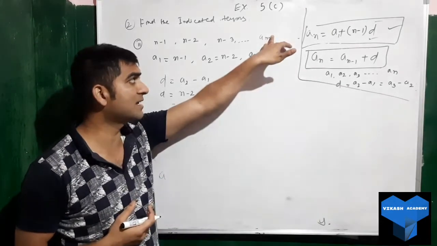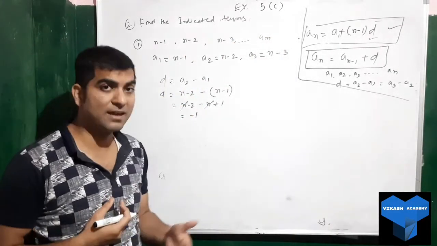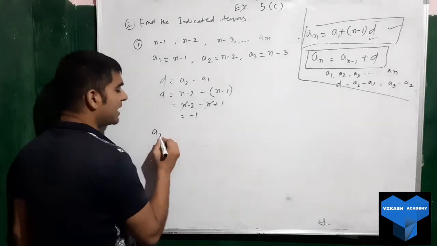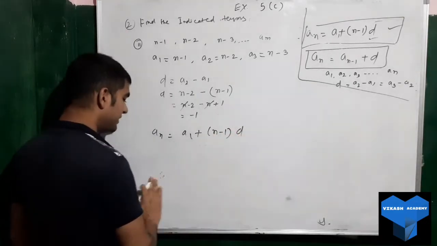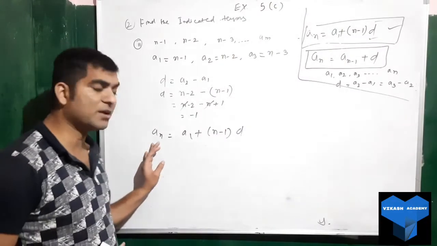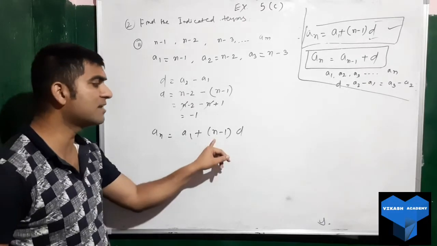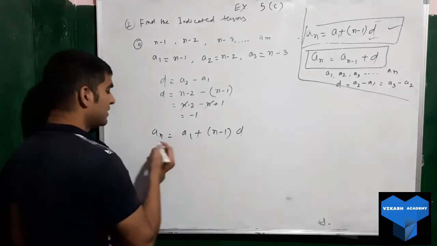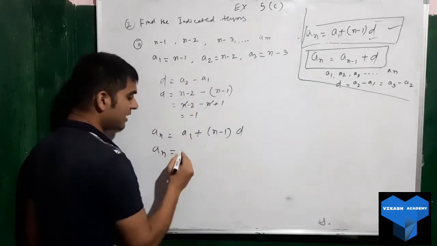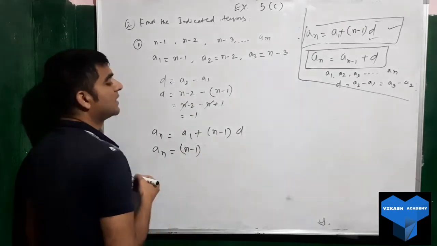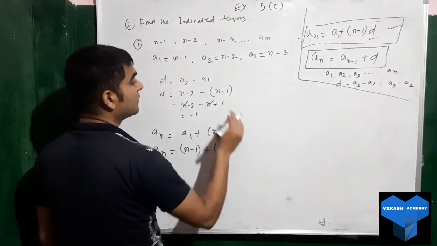Now let us find the AM term. First, as I said, whenever I have to find any term, I will find the AN term first, then I will go to the AM term. So let us find the AN term. AN equals A1 plus n minus 1 into D. Remember this formula. AN is the general term or last term. A1 is the first term, D is the common difference, n is the number of terms. So remember the meaning and learn this formula. So AN will be what? A1, what is the value of A1? It is n minus 1. Then plus n minus 1.